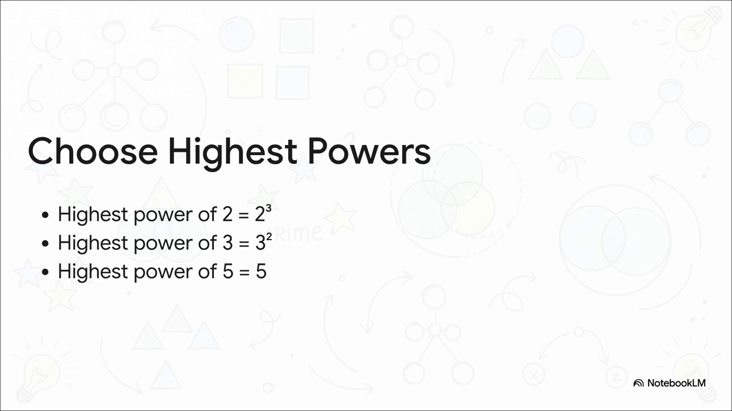We have 2's, 3's, and a 5. What is the absolute highest power of 2 that appears anywhere? It's 2 cubed, from the number 24. What is the highest power of 3? It's 3 squared, from the number 36. And what is the highest power of 5? Well, there's only one, so it's just 5.